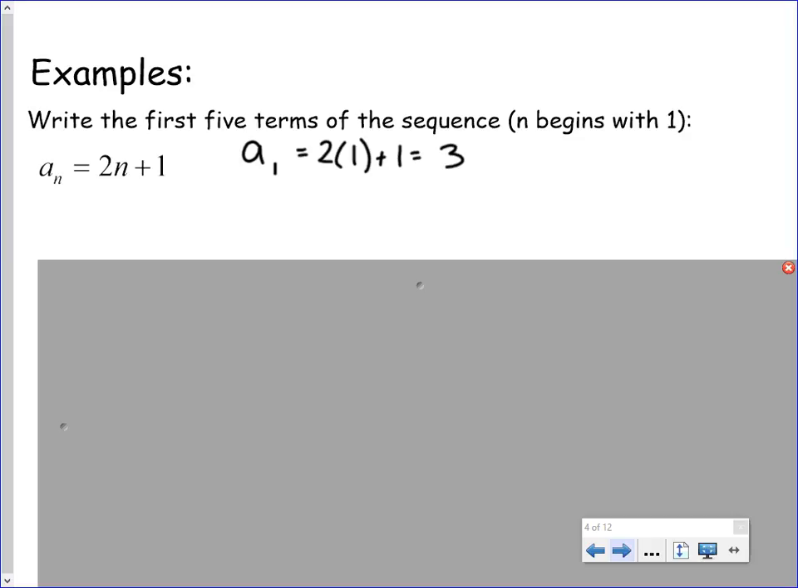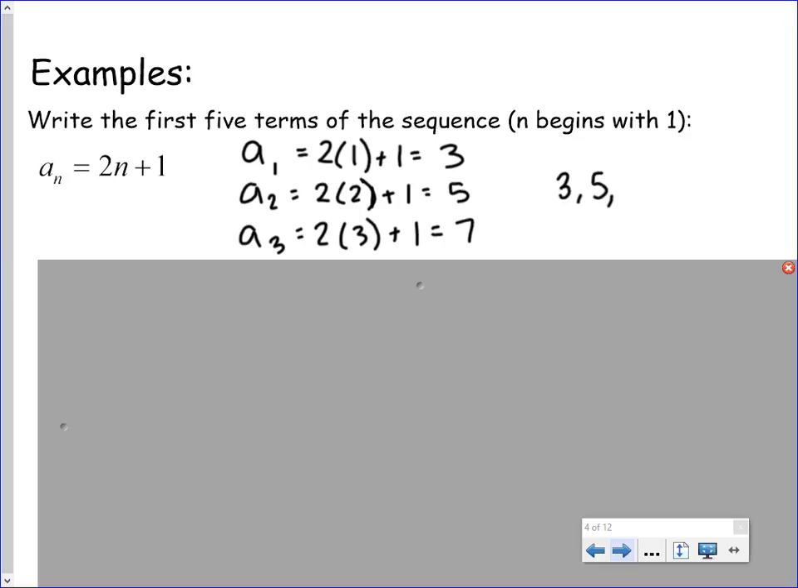We could do the same work for a sub 2. This time plug 2 in for n. We'll get 5. A sub 3, we'll get 7. Are you noticing a pattern? What's happening to each number? It's going up by 2. So I could probably at this point write out the first 5 terms in my sequence: 3, 5, 7, 9, 11.